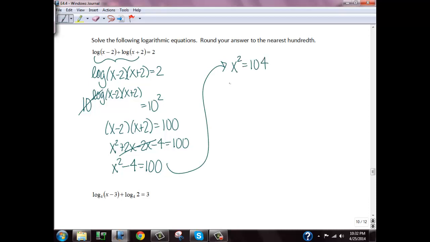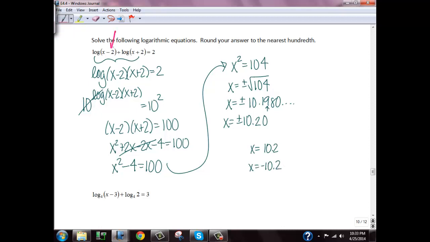And then to get rid of the x squared, I take the square root. Now when I do that, you have to remember plus or minus. So plus or minus the square root of 104. So the square root of 104 is 10.1980 blah blah blah. Okay, and I'm going to round it to 2 decimal places. So I get plus or minus 10 point. 2 decimal places would be this 9, which rounds up, so it would be just 10.20. So I need to check x equals 10.2 and x equals negative 10.2.